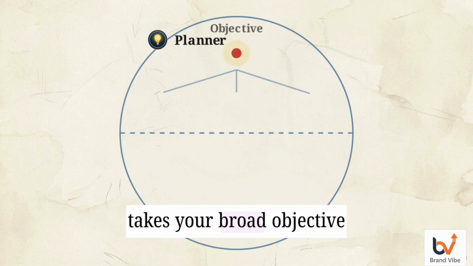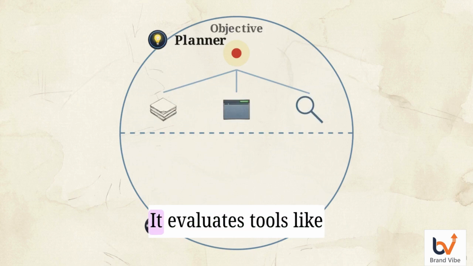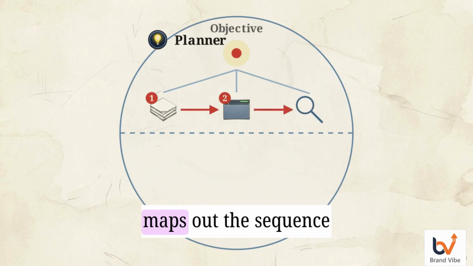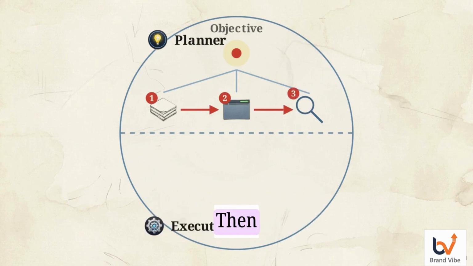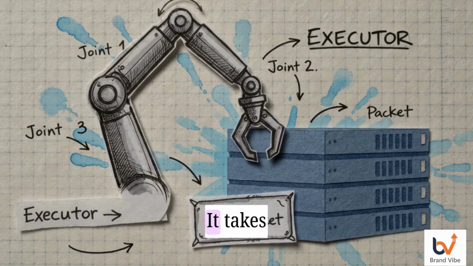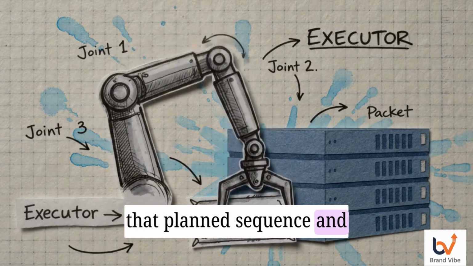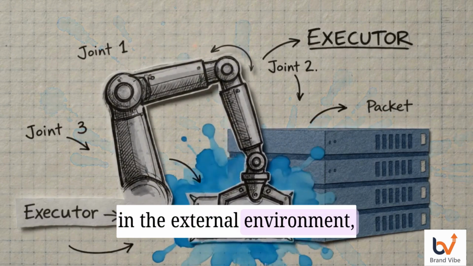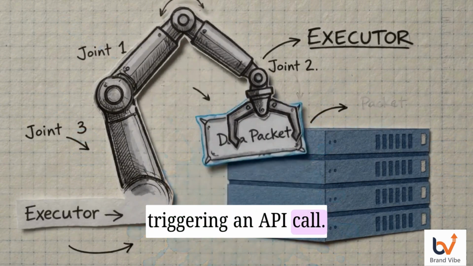The planner takes your broad objective and breaks it down. It evaluates tools like a web search or a code terminal and maps out the sequence to solve the problem. Then the executor takes over. It takes that planned sequence and runs the selected tool in the external environment, triggering an API call.